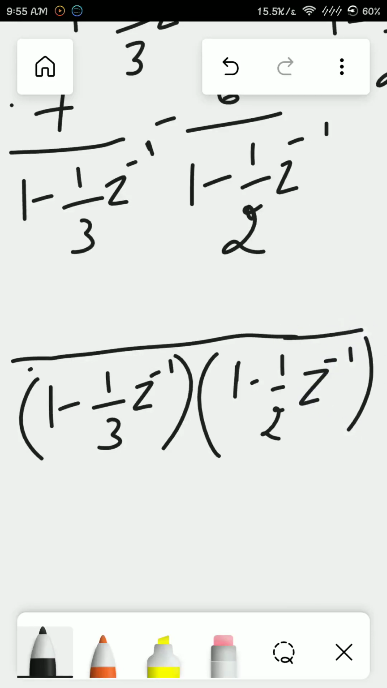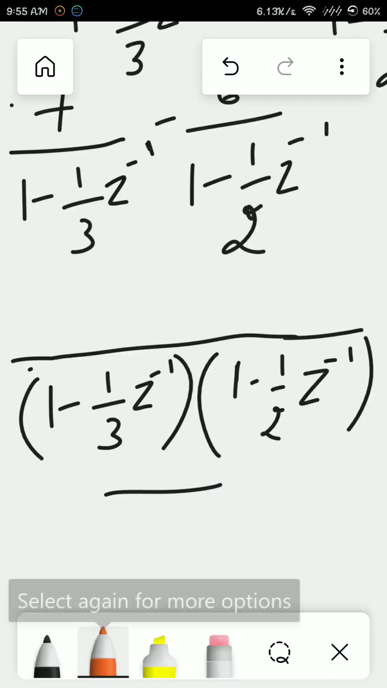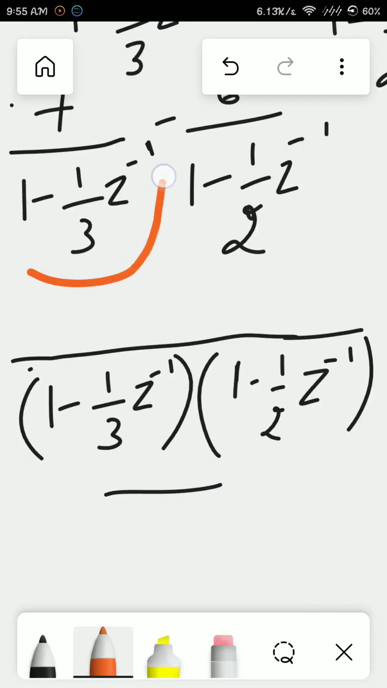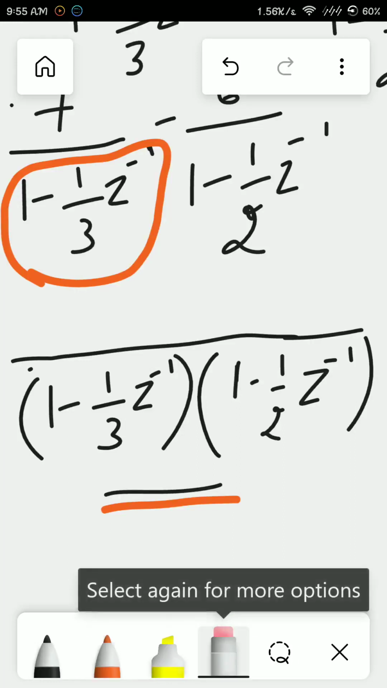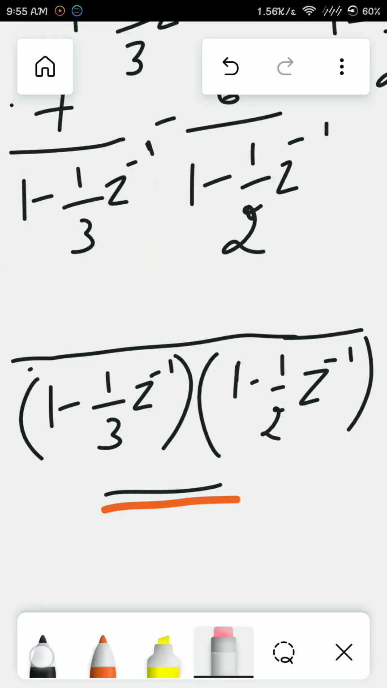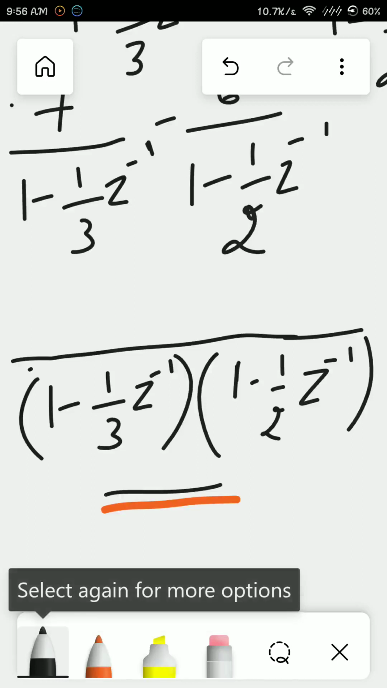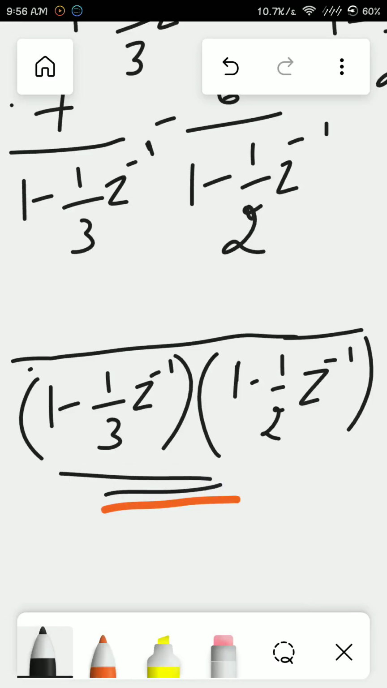Now, if you consider this one, that is 1 minus 1 by 3 z inverse, what is going to happen? To get this particular resultant, you have to multiply this 1 minus 1 by 3 z inverse to 1 minus 1 by 2 z inverse. If you multiply to 1 minus 1 by 2 z inverse only, you are going to get this particular resultant. So for that, let me multiply.